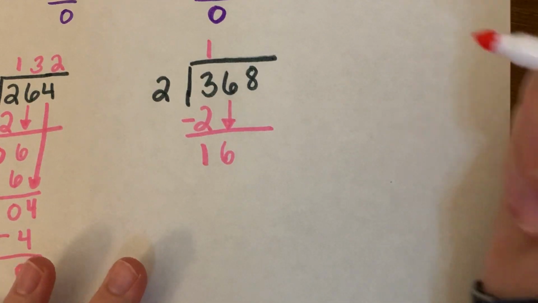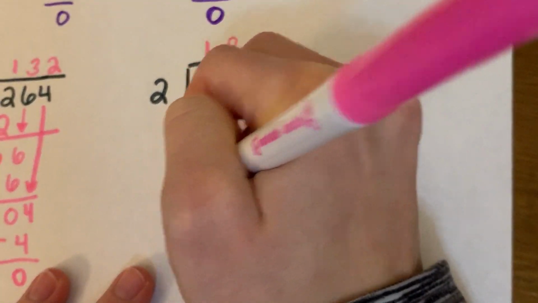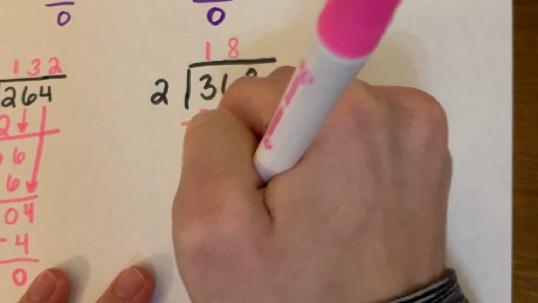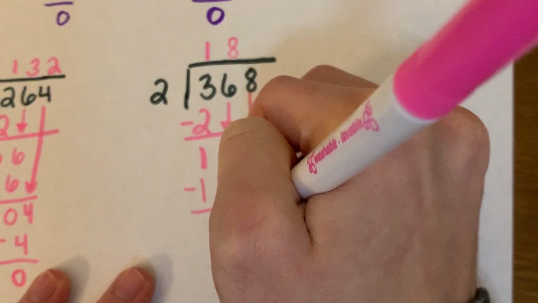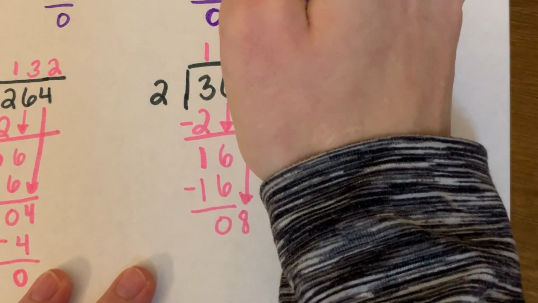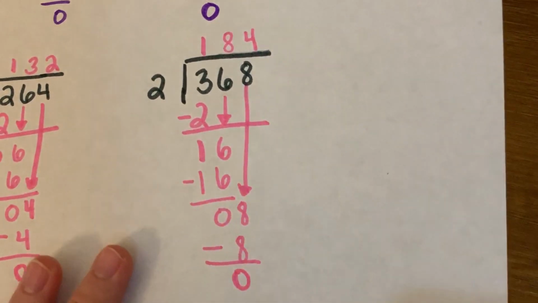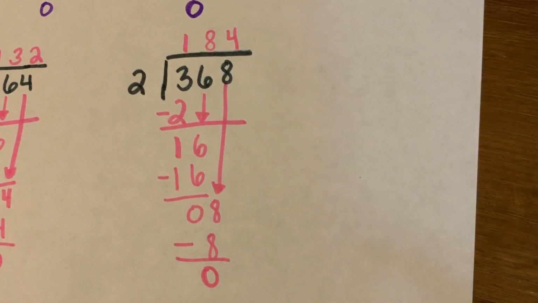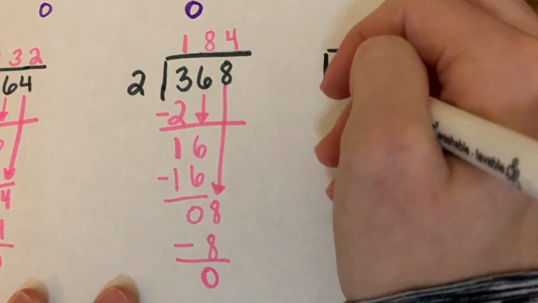2 times what gives me 16? 2 times 8. Subtract, 0. Now I'm going to bring down the 8. 2 times what equals 8? 2 times 4 gives me 8. And I have 0 left over. 184 is my answer. We're going to try one more, and then we will practice some on our own.